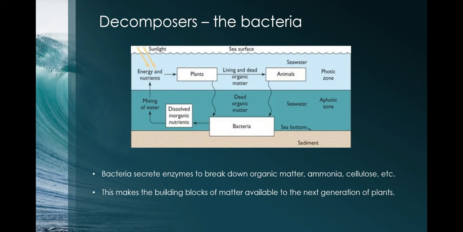And this allows bacteria to break down organic matter, to break down ammonia. Ammonia is toxic to most organisms, and there's a lot of it in the ocean because things urinate, and that's not good. So bacteria will break that down. They can break down even some things that are really hard to break down, like cellulose. Cellulose is very hard to break down, and it's found in things like the cell walls of plants.